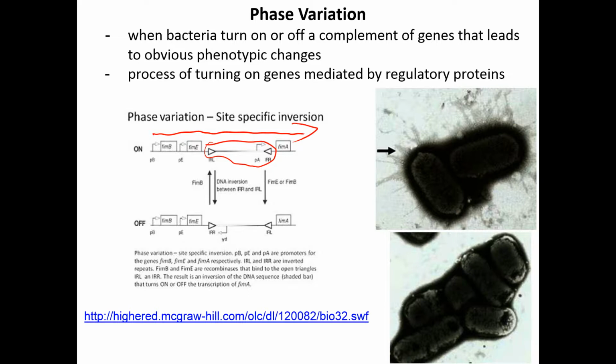As a result, the transcription of this gene here doesn't take place, because this sequence is in the wrong orientation. It's inverted. So as a result, your fimbriae don't get turned on at all, or don't get produced.